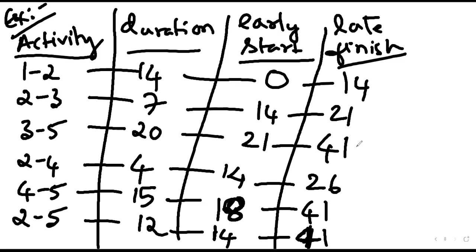So for this problem, we are supposed to determine the independent float for all these activities. Just make note of this. This was already solved in the previous problem. Somewhere we have solved it in our previous class. The same values are being considered.